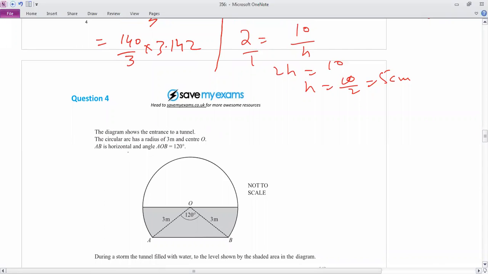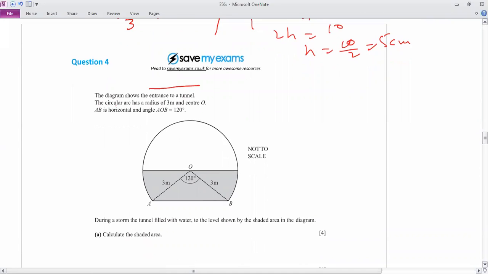Next question is the diagram shows the entrance of a tunnel. This is like, tunnels are used. The circular arc has a radius 3 centimeter. This is the circular arc having the radius 3 centimeter. And the central angle is 120. During the storm, the tunnel filled with the water. The level is shown in shaded. Calculate the shaded area. This shaded area you have to calculate. It's interesting. Yes or not?